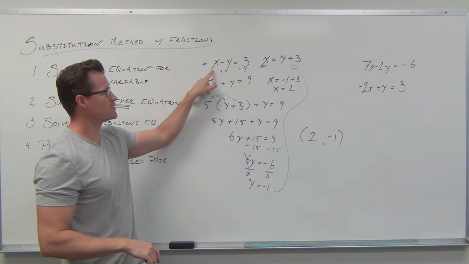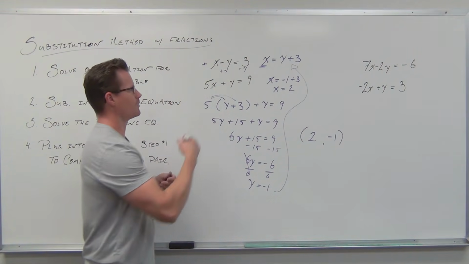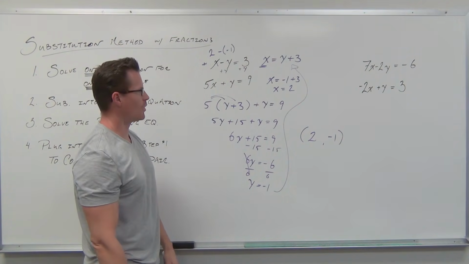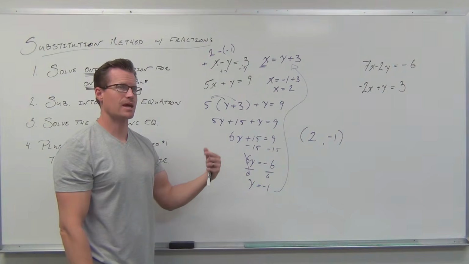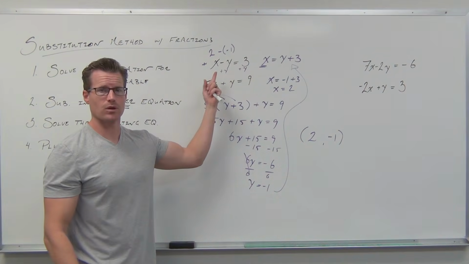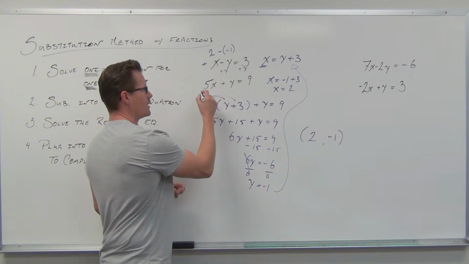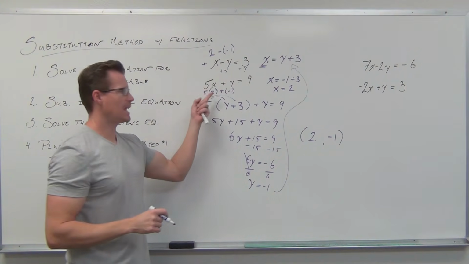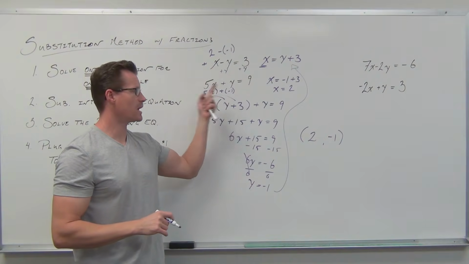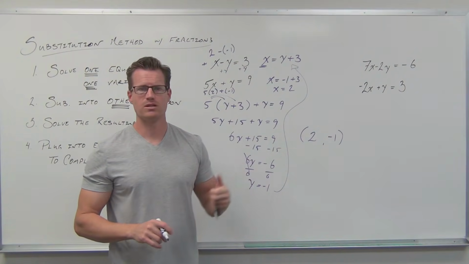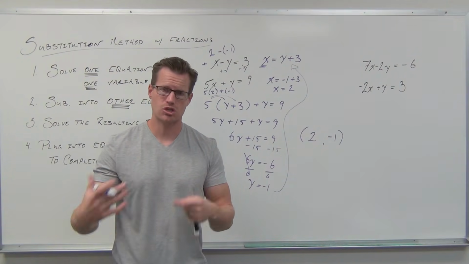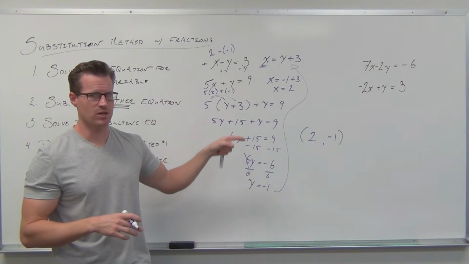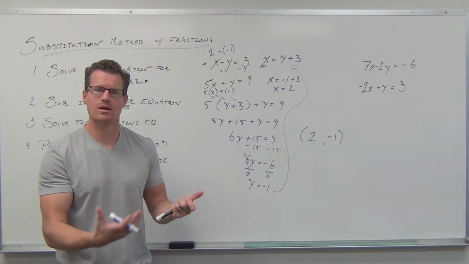X is 2, I'm going to write that out. 2 minus -1. See, minus negative, that's 2 plus 1 is 3. Hey, I know that works. That satisfies that equation. 5 times 2 plus -1. 10 plus -1, 10 minus 1 is 9. I know this point is on both equations. It did not take me long to actually check it. And I know for sure that's my solution to the system of linear equations. That's it. That's how substitution method works.